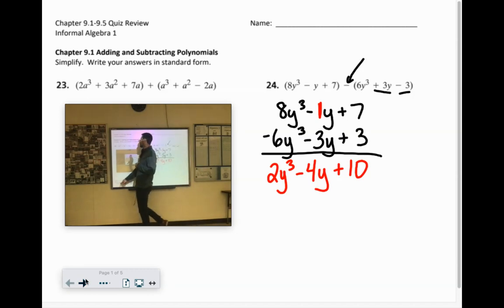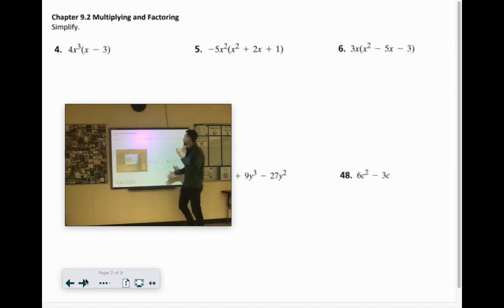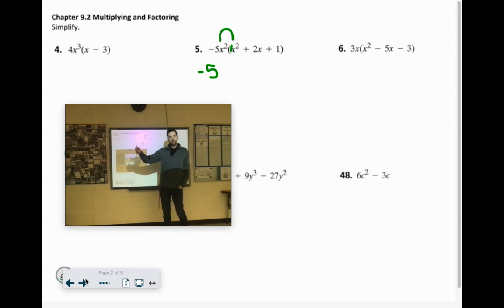So let's look at 9-2. We'll try one of these together. We'll try number 5 together. So if we were to distribute here, remember you multiply the numbers in front. So this is like negative 5 times 1, which is negative 5. And then with your properties of exponents, remember when you multiply, you add the exponents. So we have x squared times x squared, 2 plus 2 is 4. Negative 5, x to the 4.